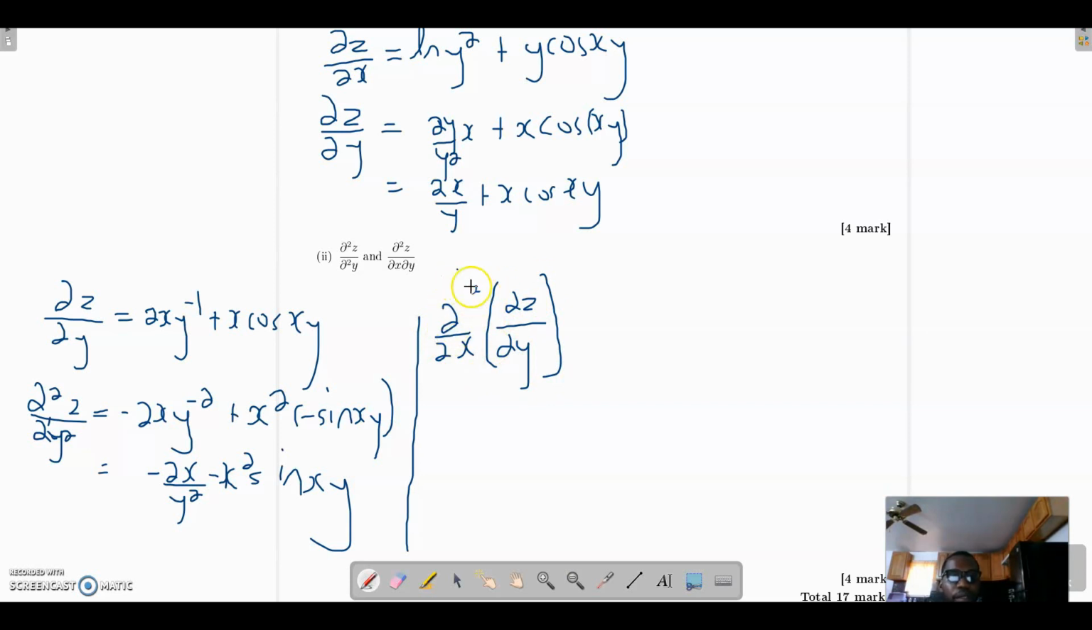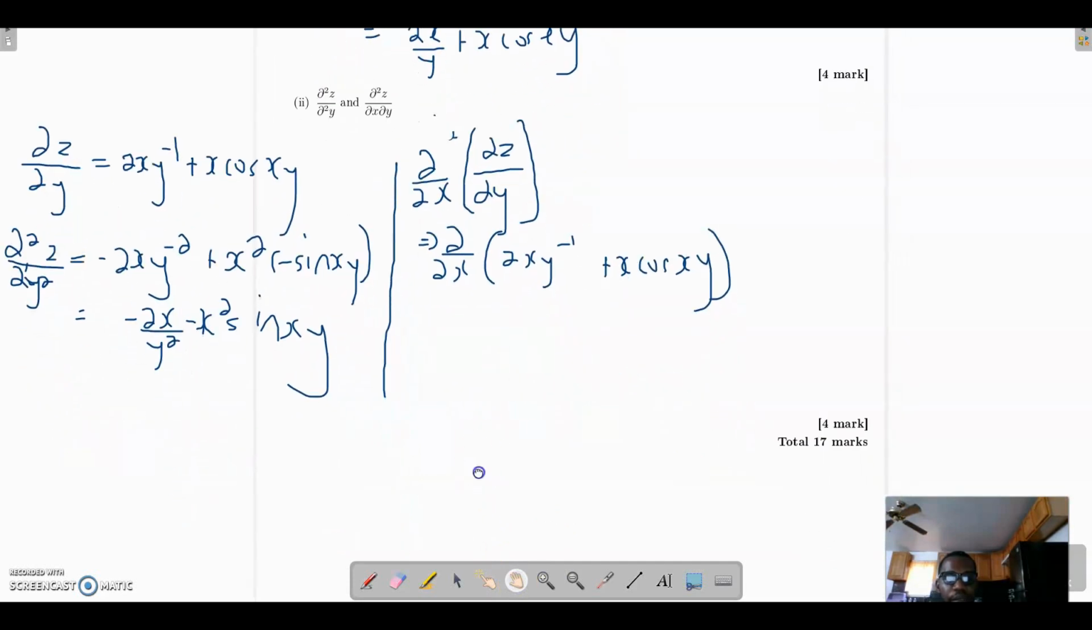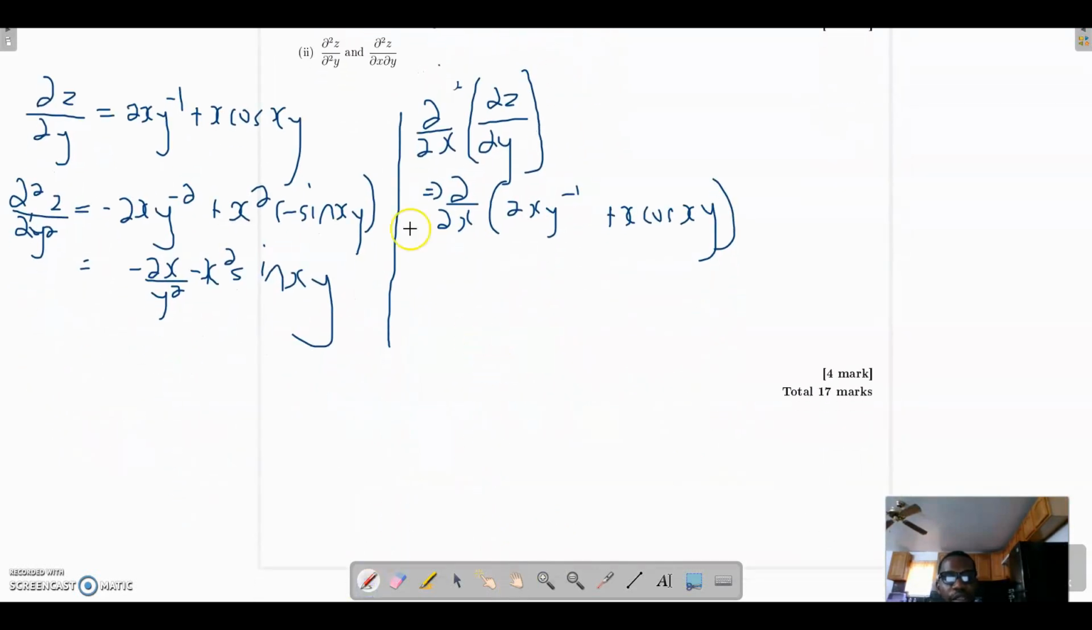Good. So once again, it's the same function here. We're going to take the same function and differentiate it with respect to x. So this implies the partial derivative with respect to x of 2xy to the minus 1 plus x cos xy. Bear in mind you're focusing on the x variable, which means you're treating everything else as a constant. When you differentiate this x, you're going to get 1. So all you're going to have is 2y to the minus 1.